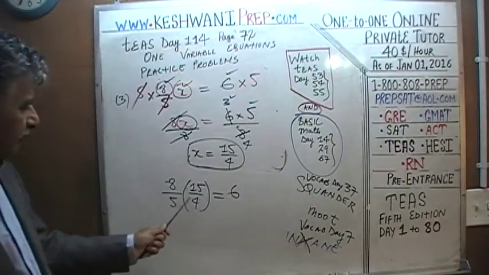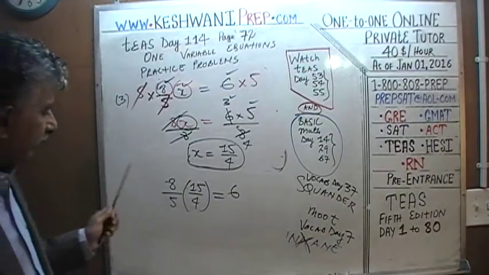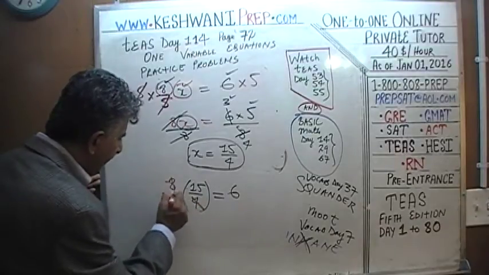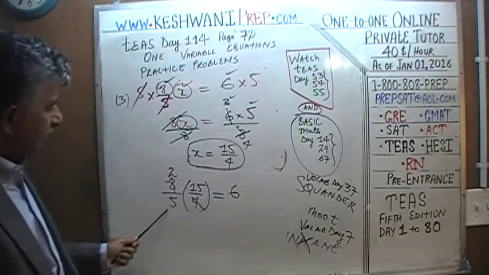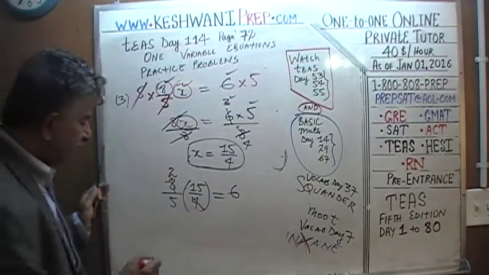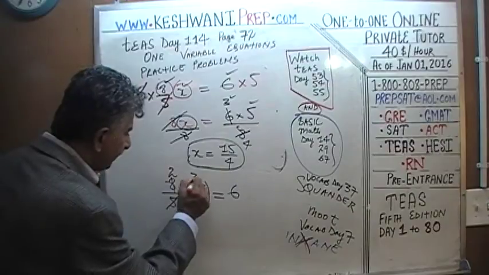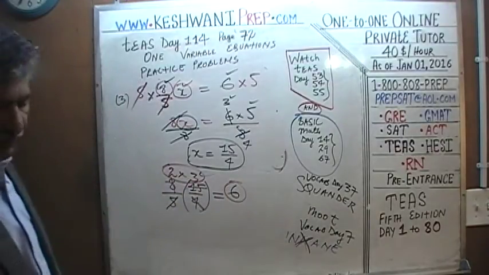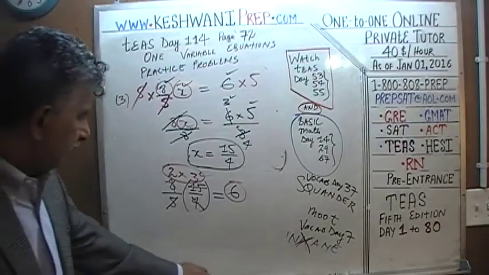Let's see what we can do. We have 4 at the bottom, we have 8 on the top. Let's divide top and bottom by 4. 4 is going to cancel out, and 8 is going to become 2. We have 5 at the bottom and 15 at the top. Let's divide top and bottom by 5. 5 is going to go away and 15 becomes 3. And 2 times 3 is indeed 6. It works out. It is the right answer.